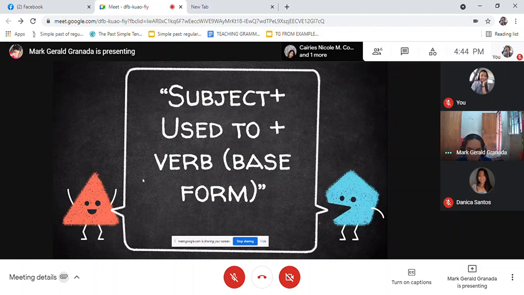Can you repeat the structure? Yes, Ms. Panagsagan. Sir, it follows the structure, first the subject, plus the used to, plus the verb in the base form. Okay. Thank you, Ms. Panagsagan. So we have to remember the structure in using the phrase used to.